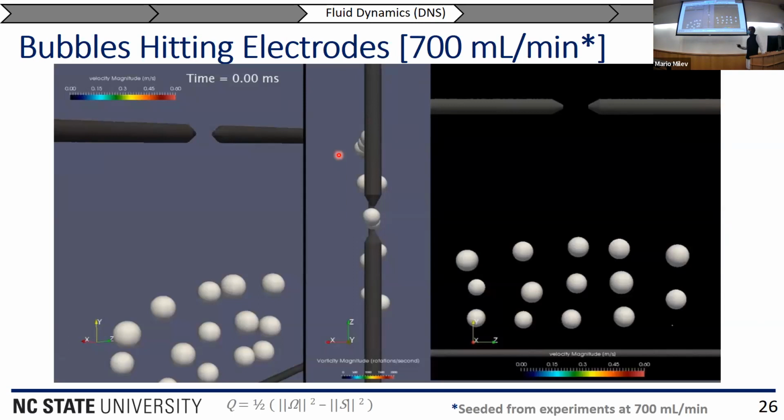So I looked at bubbles colliding with the electrodes. Over here we have a 3D side view. Over here, just a 2D top view of the bubbles rising into the electrodes. And then this is like a front view, the front of the fish tank. Again, these are the bubbles I seeded from the experiments at 700 milliliters per minute.